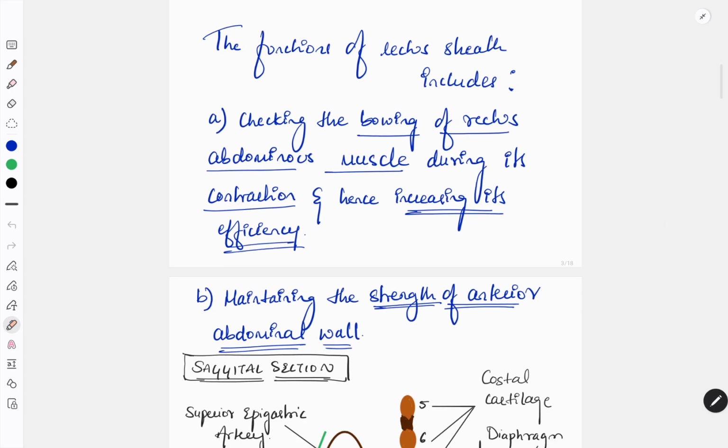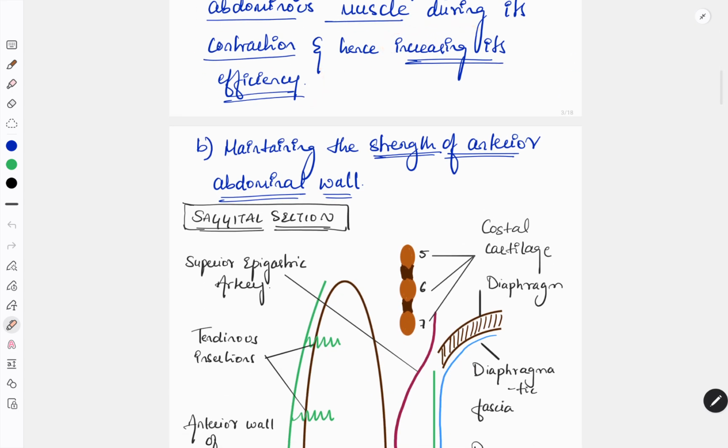So let us look into some of the functions of the rectus sheath. It helps in checking the bowing of the rectus abdominis muscle during its contraction and hence increases its efficacy. So what does it basically do? It helps in checking the bowing of the rectus abdominis muscle, okay, and it increases its efficacy, and it also helps in maintaining the strength of the anterior abdominal wall. So therefore rectus sheath is very important. First, it checks the contraction of the rectus abdominis muscle and also increases its efficacy. Along with that, it also helps in maintaining the strength of the anterior abdominal wall.